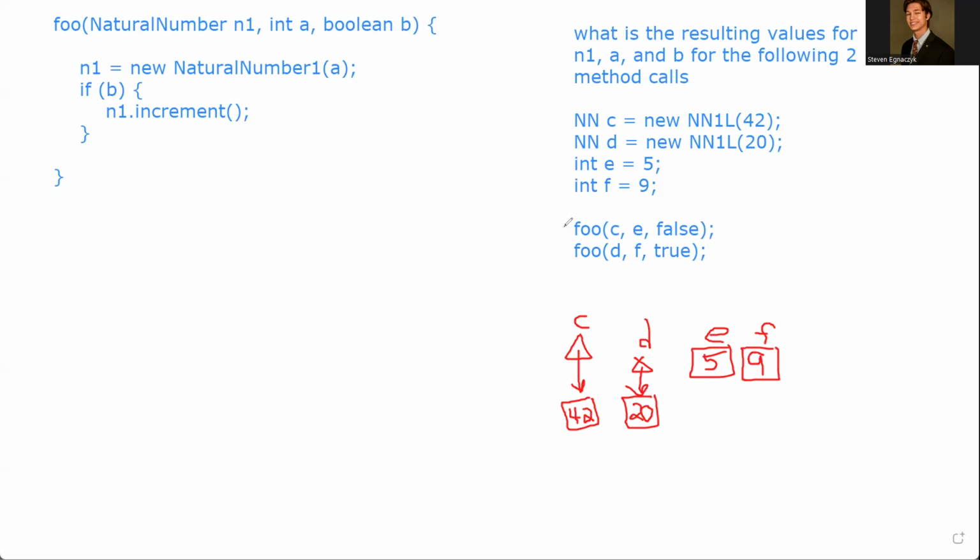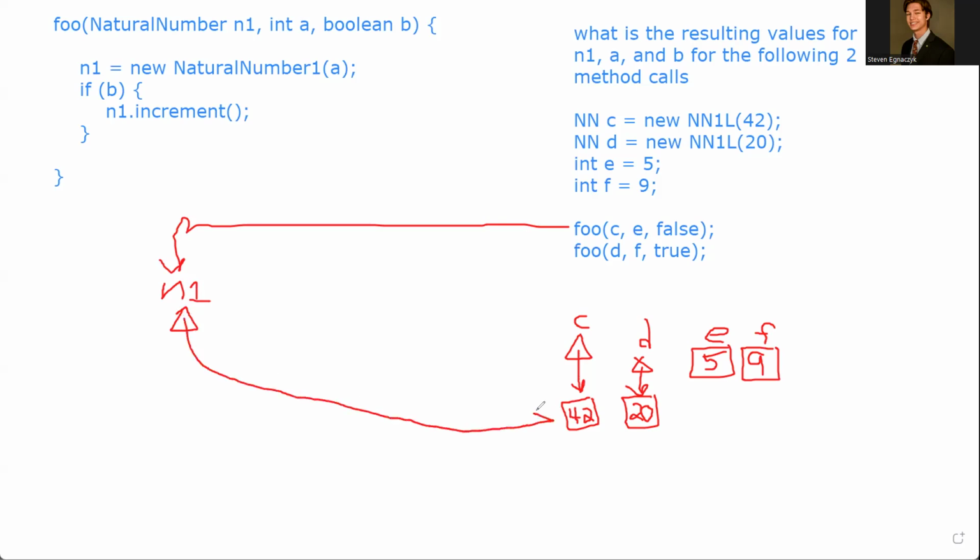Okay, so this first method call, let's draw it out over here. We're passing in C and E, and we're saying that it's false. So what happens is we create N1, which is a parameter, and it links to C, so this will point here. Then we have A, which is a pass by value parameter, so it just gets a copy of whatever the value of E is. So it's 5. And then we have our Boolean B, which is just false. I'm just going to abbreviate that as a big F.